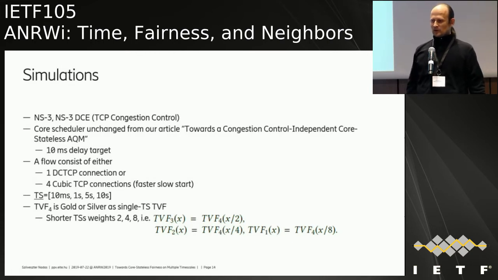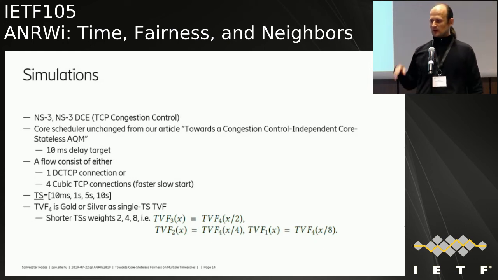We use the same core scheduler, like in our previous argument, with a 10-millisecond delay target. We had several flows. One flow consists of either a single DCTCP connection or four Cubic TCP connections, which means faster slow start for the Cubic flows. We have 10 milliseconds, 1 second, 5 seconds, and 10 seconds as timescales. And the TVF was gold and silver, as in the single timescale TVF. And in each and every timescale, we doubled the share.